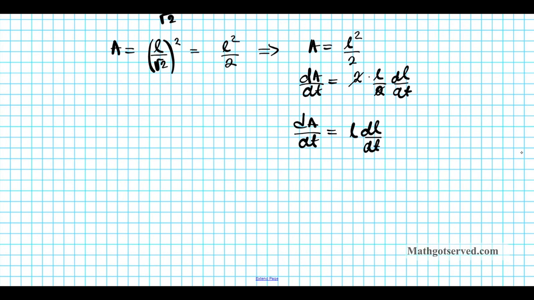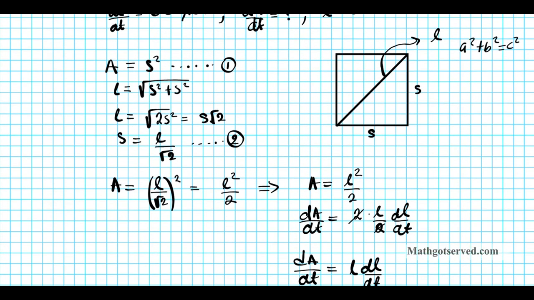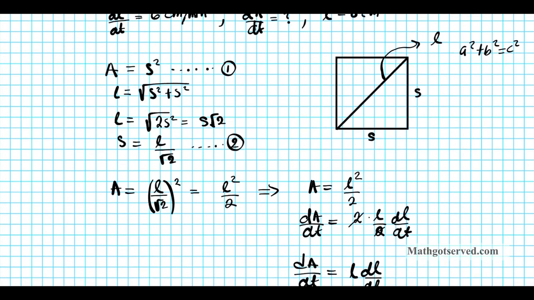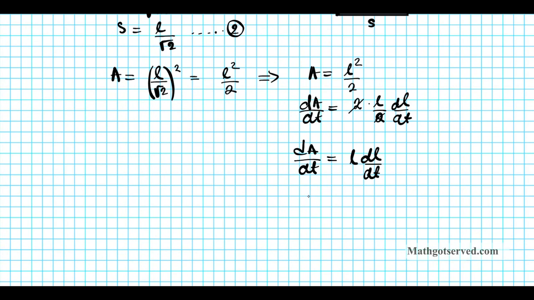Okay, so now we're ready to look for, what are we looking for? Let's go back to the question. We're looking for dA/dt, given the fact that dL/dt is 6 and L is 8. So let's plug in those values into this equation. The dA/dt is simply going to be 8 times 6, which is equal to 48.